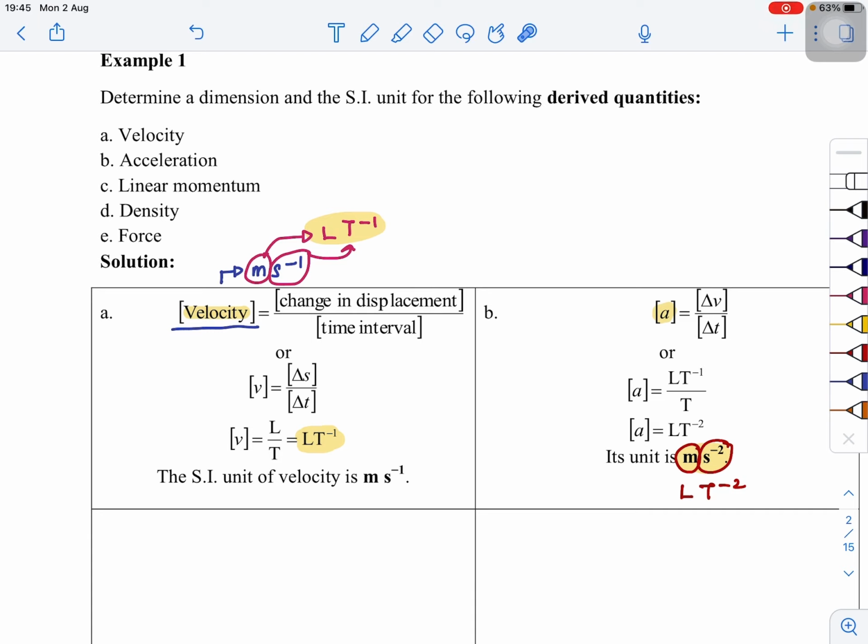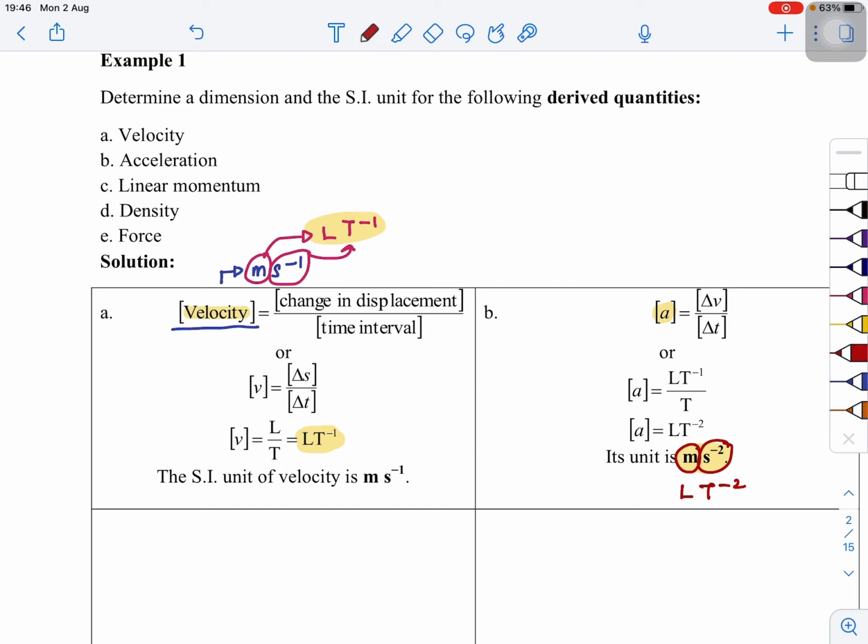Okay, but for this question, sebab dia minta we want to derive the quantity. So kalau derive quantity, you need to do all of these steps because we know that velocity dia ada dia punya formula sendiri, di mana dia adalah change of displacement divided by the time interval. Okay, so kita tengok the first one.